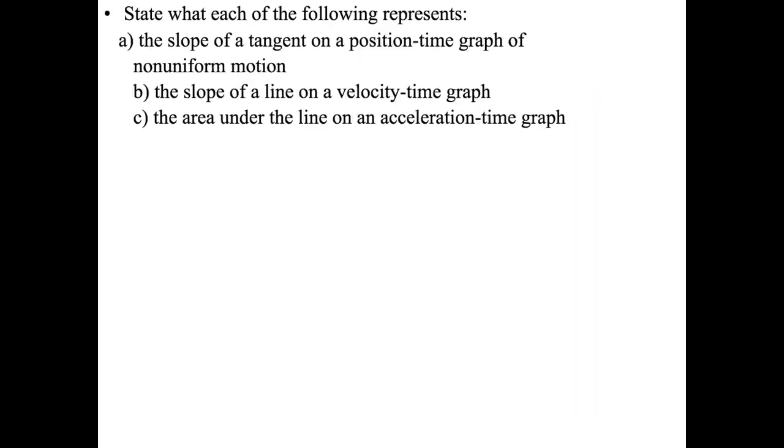State what each of the following represents. A, the slope of a tangent on a position-time graph of non-uniform motion. So there's my graph, position, time. There's my non-uniform motion, and there's my tangent. Not very straight, but there's my tangent.